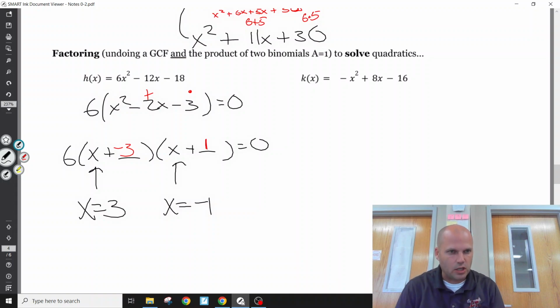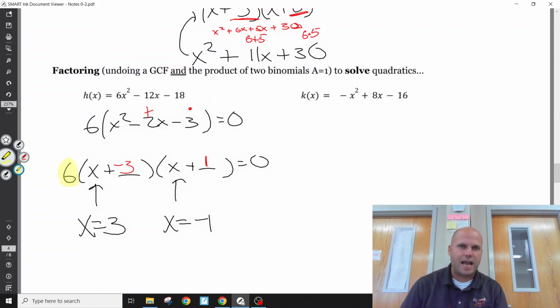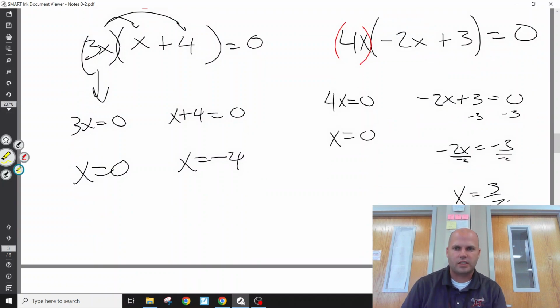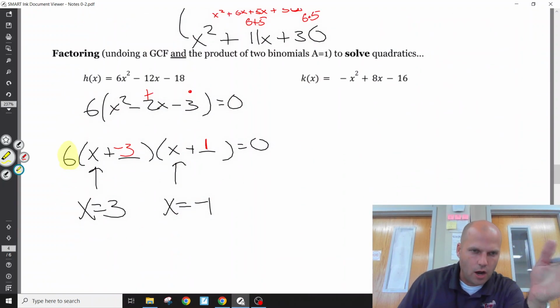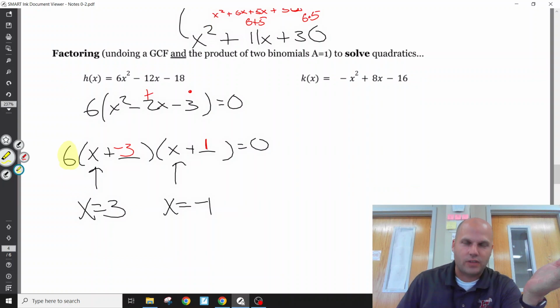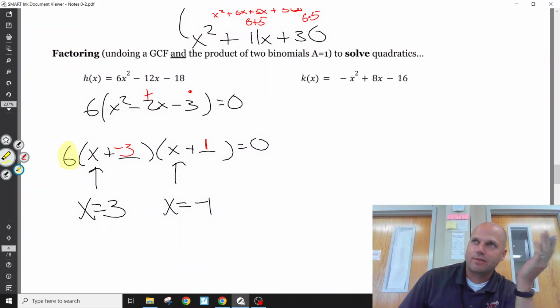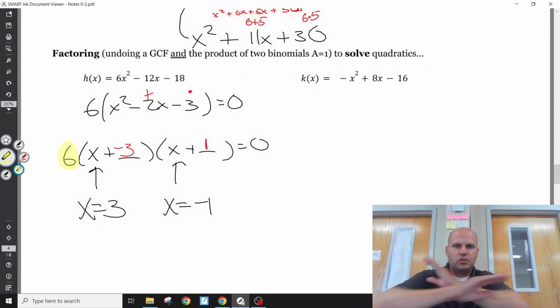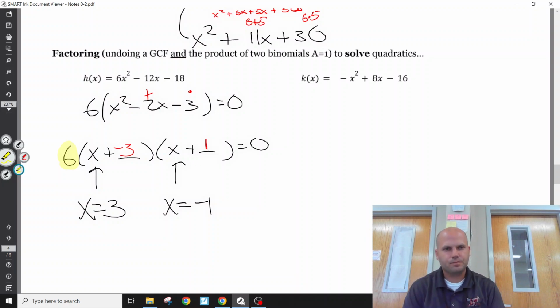Now, a lot of us look over here and we say, oh, but Mr. Messner, you had something on the outside, kind of like here. You had something on the outside. And when we had something on the outside, we got the solution x equals 0. But no, we don't have an x on the outside. So we can't plug in 0 for x to multiply in and get 0. So 0 is not a solution here.